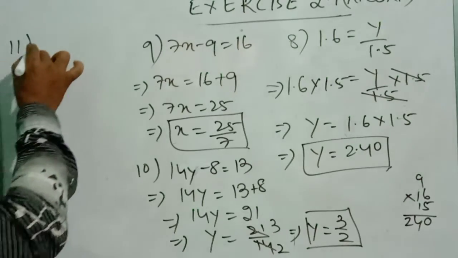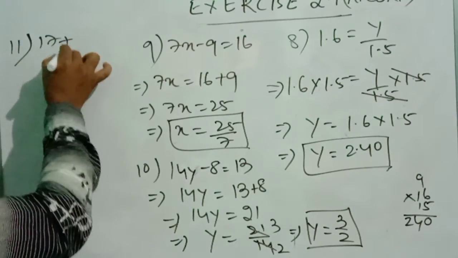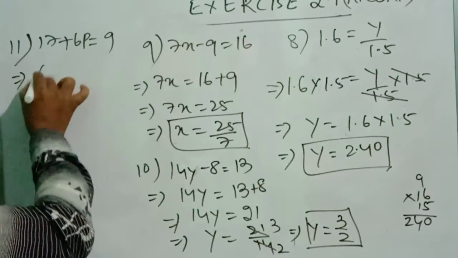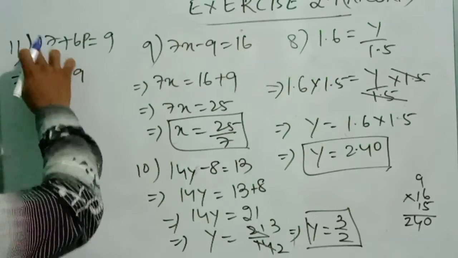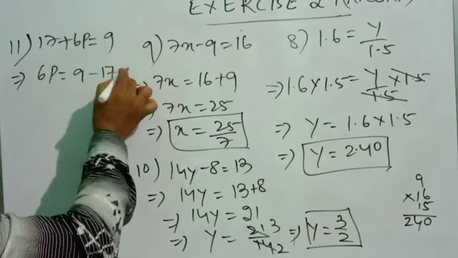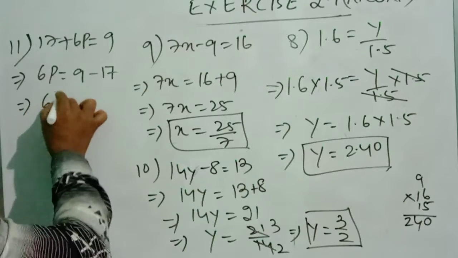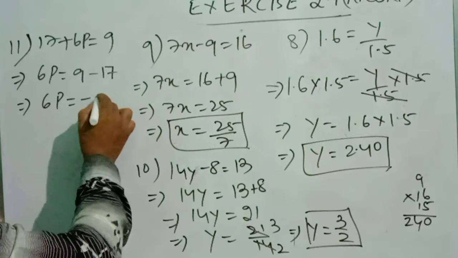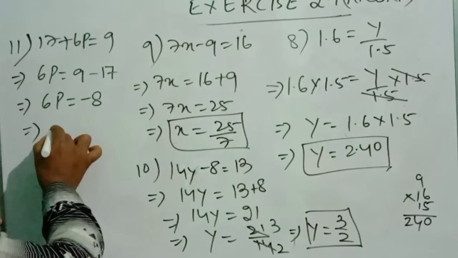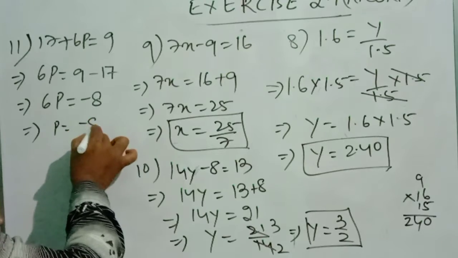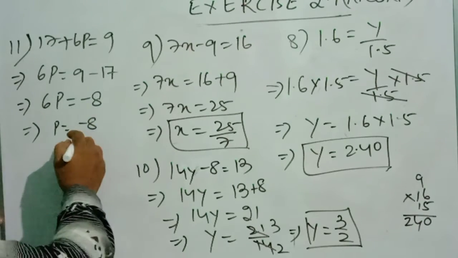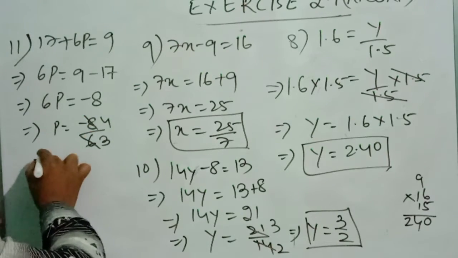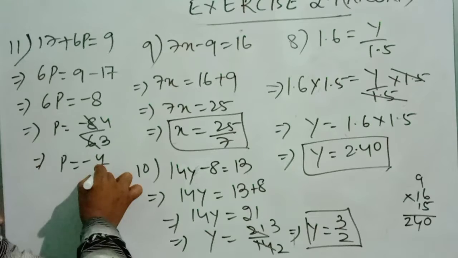17 plus 6p equal to 9. So what we are getting? 6p equal to 9 minus 17. On the right side it will be minus 17. So we are getting what? 6p equal to minus 8. Then p equal to -8 by 6. 6 is multiplied, so on the right side it will be divided. Now 2 3s are 6, 2 4s are 8, that means we can say p equal to -4/3.